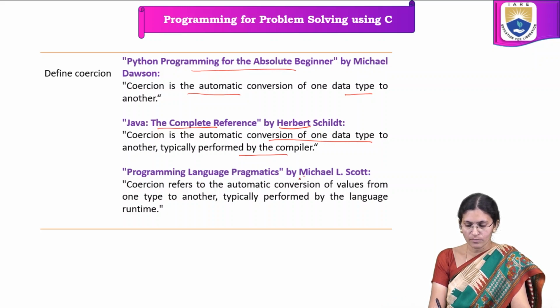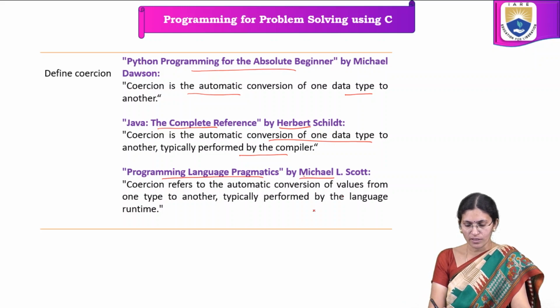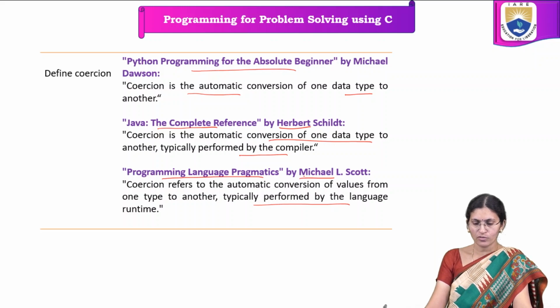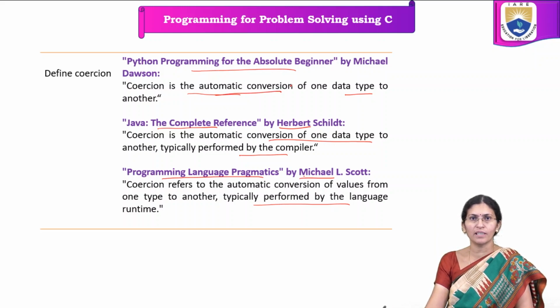According to Michael, in Programming Language Pragmatics, coercion refers to automatic conversion of values from one type to another, typically performed by the language runtime. So coercion is the process of converting a data type from one type to another. It is done automatically. So automatic conversion of one data type to another is called coercion.